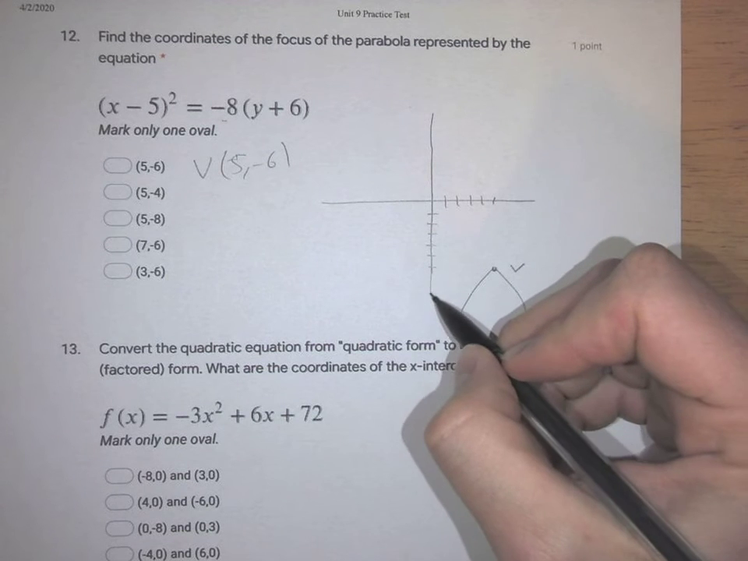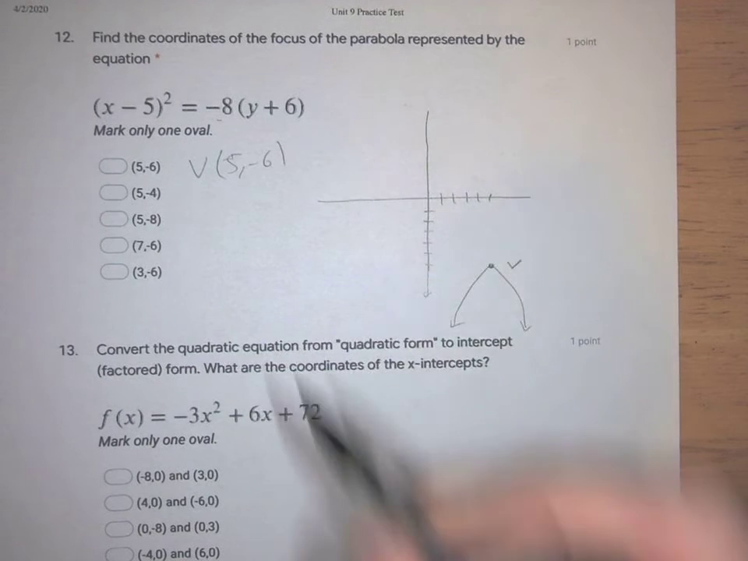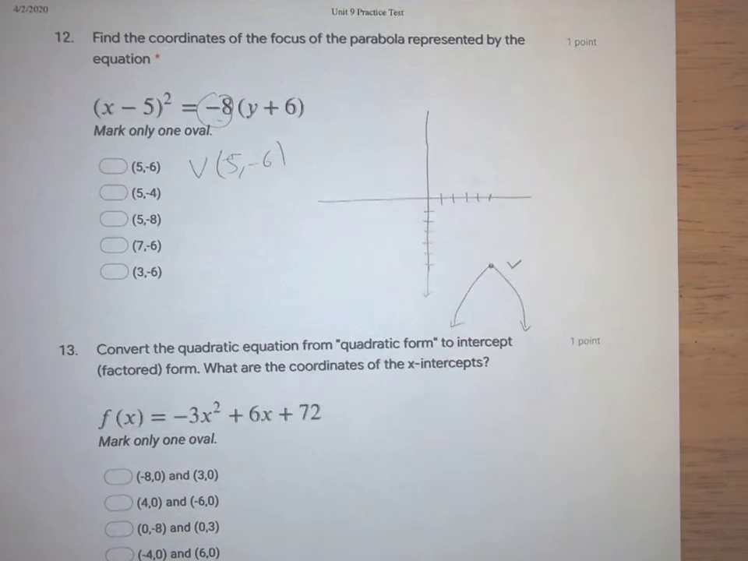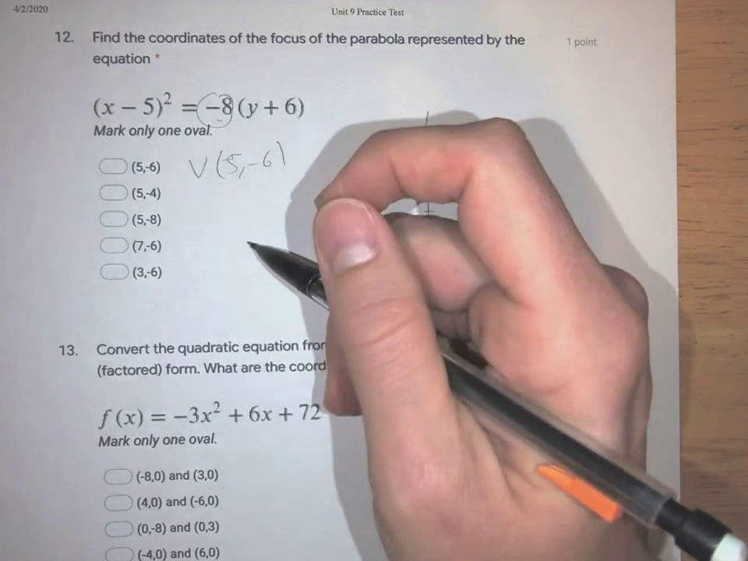It's going to be a little bit farther down. The question is how much farther down? So for that, we look at this piece. Now this is kind of where the 4p normally goes. We're going to ignore the negative for a minute. That tells us that the focus will be lower than the vertex. But we just want to find out how far.